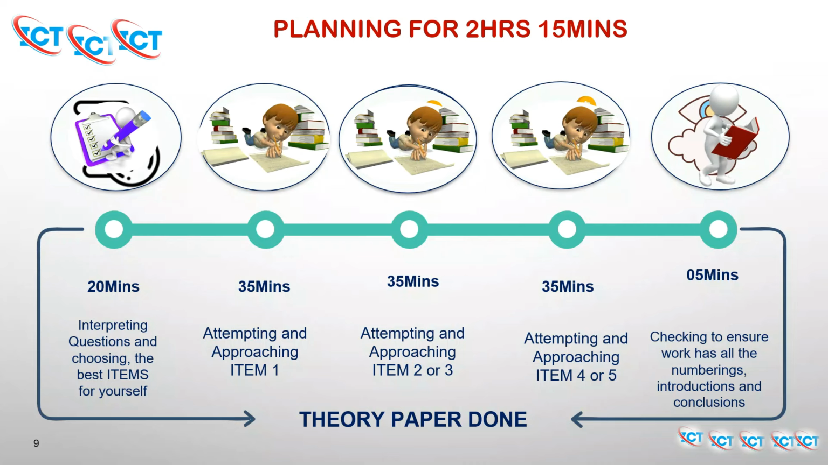Use those 5 minutes to check through your answers and ensure that your work is well numbered. For example, item 1 is well numbered. Make sure you have included some introductions, the body of points, and then your conclusion. So use those 5 minutes to check through all your answers and whatever you have written. That is the planning for 2 hours and 15 minutes.